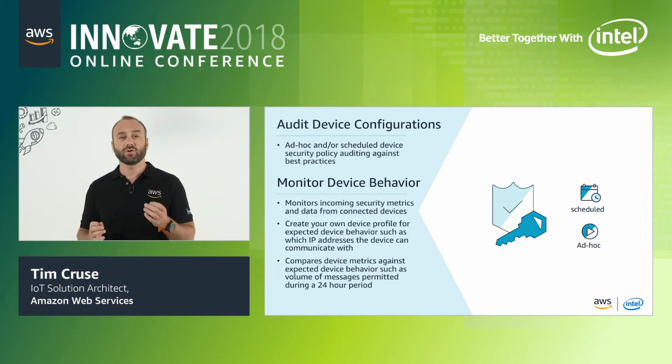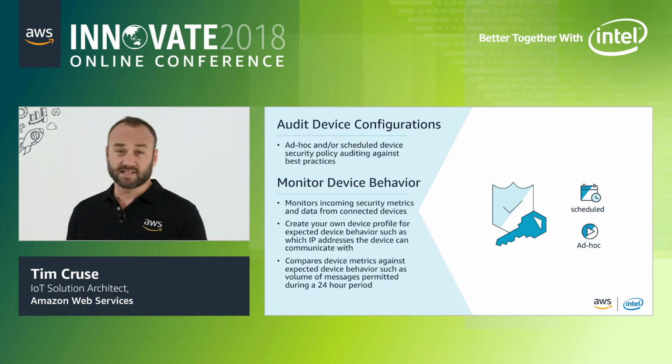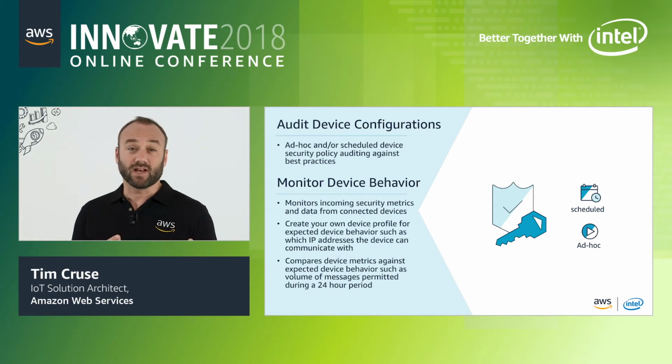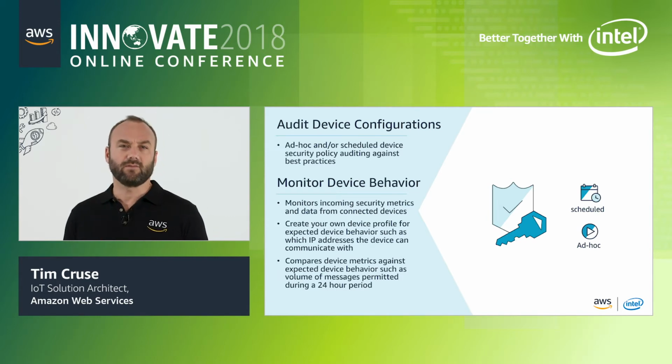You will be able to monitor device behaviors. That behavior can be defined through security metrics as well as data from the devices. You can create your own device profile defining the expected device behavior. For example, defining from which IP address a given device is supposed to be connecting from. And you can compare your device metrics over expected behavior over time to monitor the device behavior over 24-hour periods, making sure your device is not deviating in its connectivity behavior.